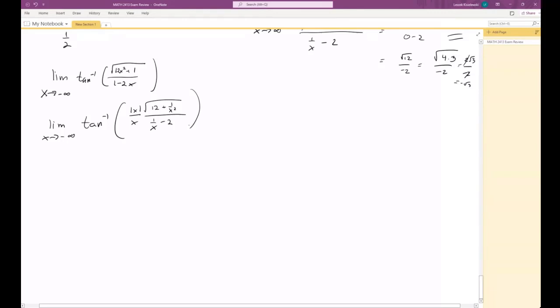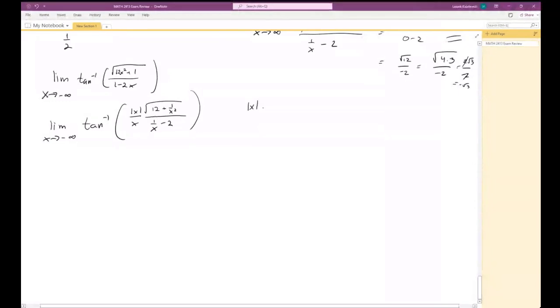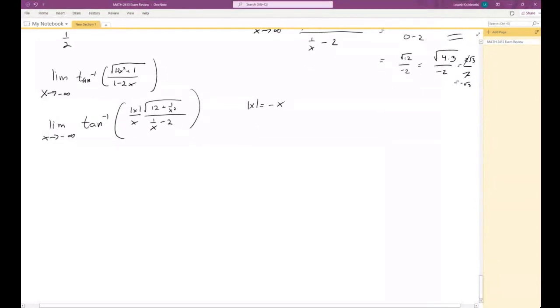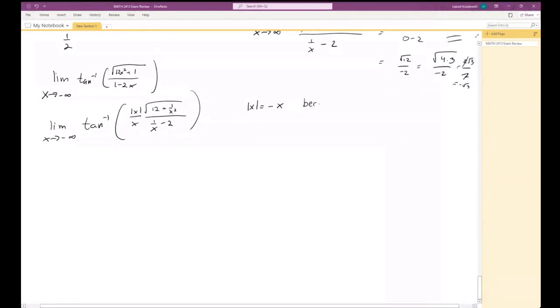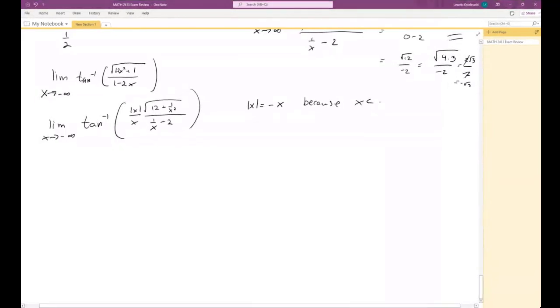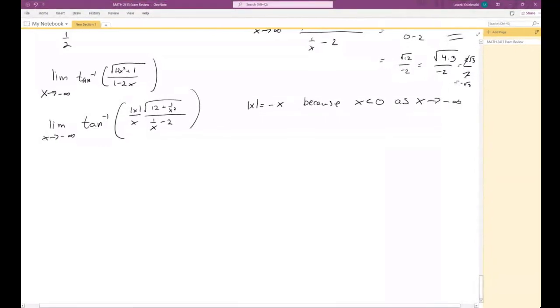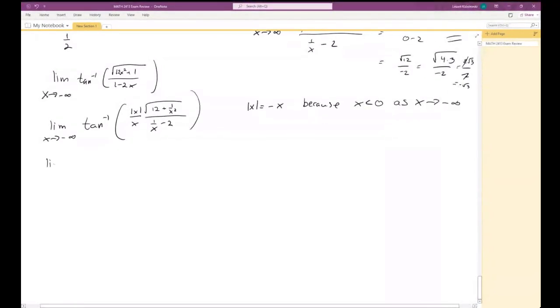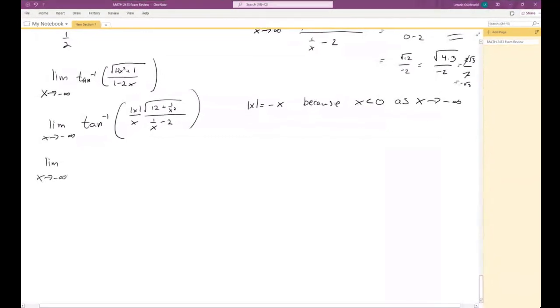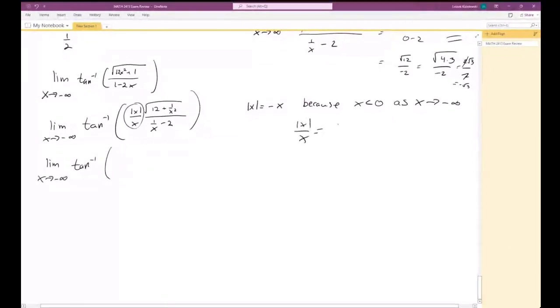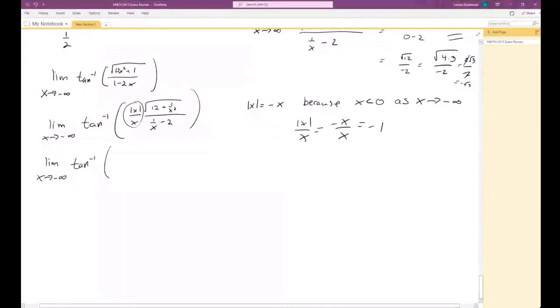Okay. But this time, what's the difference there? What's the moral of the problem? This time x is going to negative infinity, so what can you say about the absolute value of x? So this time it has to equal the negative of x, because x is negative, right? x is less than 0 as x goes off to negative infinity. So you make sure your grader sees that, you know that, and justify it. So now this becomes negative 1 instead of positive 1, because you have the absolute value of x over x. It's going to be minus x over x. So that's negative 1 this time.